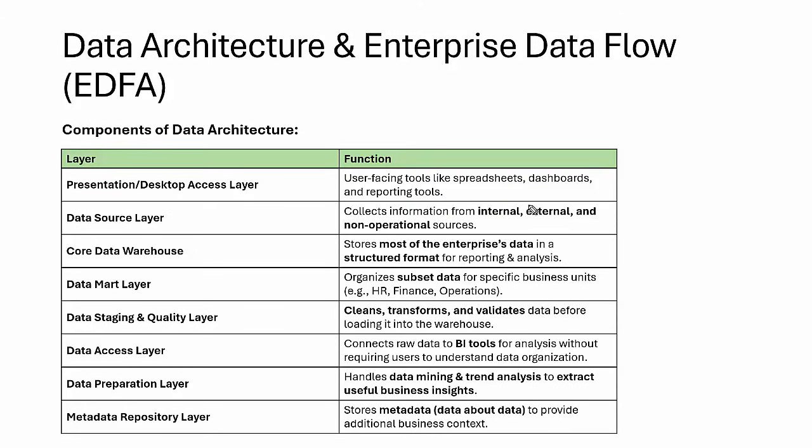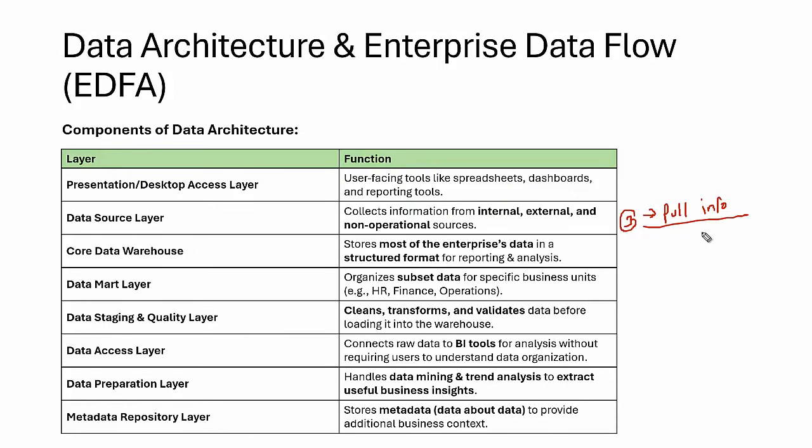First is the data source layer. Let's say, for example, you're working at Amazon. Amazon wants to analyze customer purchasing trends so that they can recommend products. So this layer collects raw data from multiple sources: internal, which is the website; external, like social media; and non-operational, like historical purchase records. So data is pulled from the Amazon transaction database. That's the first thing: pull information.